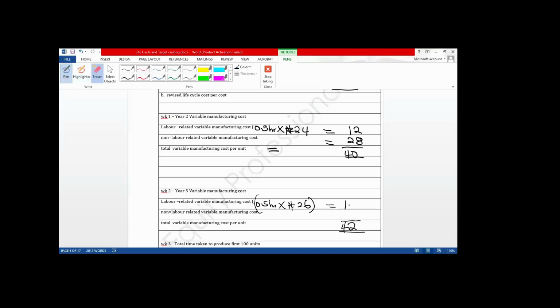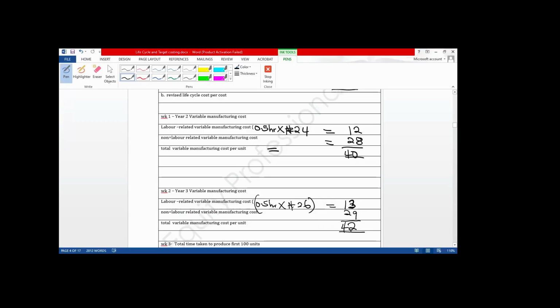That means 29. Labor related is 13. Total is 42. That means non-labor related is 29. We have separated.